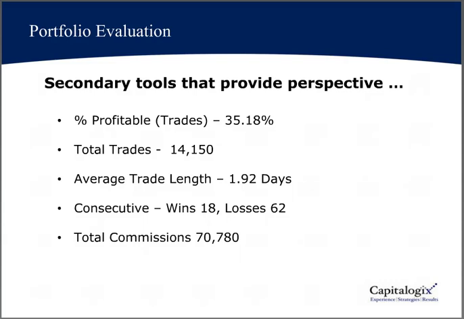And then total commissions, $70,000 over the course of this 6-year time period, I think it is. I'm not sure exactly what it is. I'd have to take a look. But whatever the case is, take a look at the commissions and understand what your broker's making, and it's actually in there.